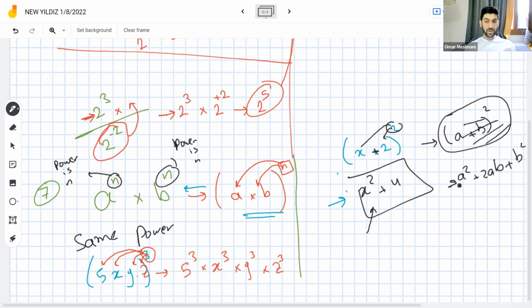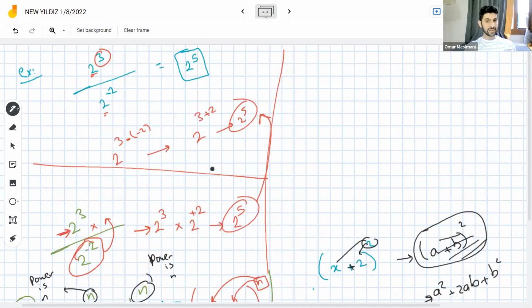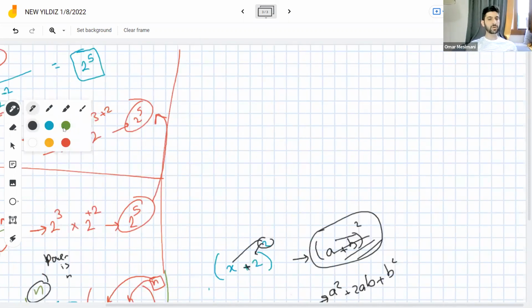I know you know it right now, but inside the exam, I don't know what's happening to you, so you will be stressed out, and most of the students make this mistake, okay? Don't make this mistake. You cannot distribute the power if there is an addition or subtraction. Can I distribute if there is a multiplication? Yes. Can I distribute if there is a division? The answer is also yes.